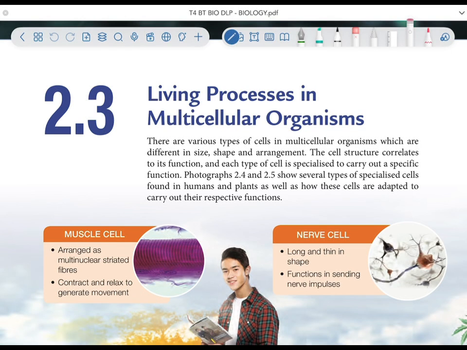In this video, we are going to talk about 2.3 living process in multicellular organisms. In this topic, we will be focusing on multicellular organisms such as animals or plants. There are various types of cells in multicellular organisms which are different in size, shape, and arrangement. The cell structure correlates to its function, and each type of cell is specialized to carry out a specific function.